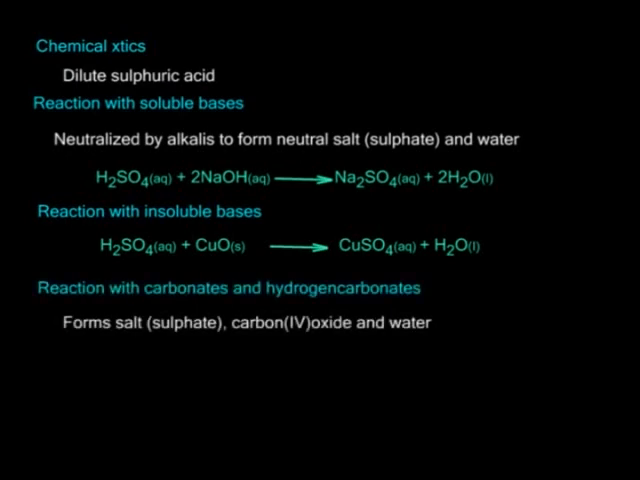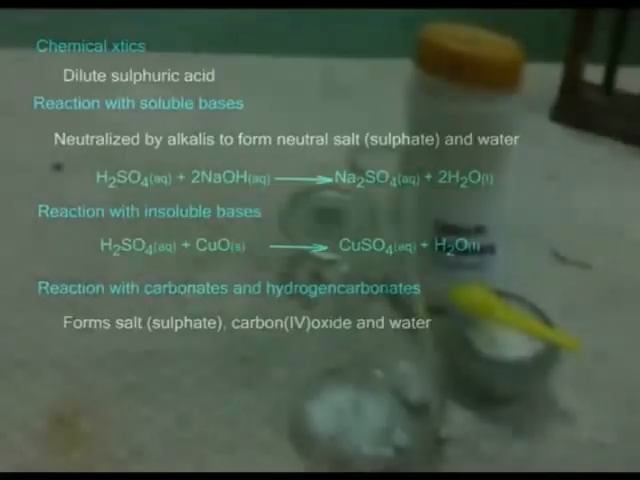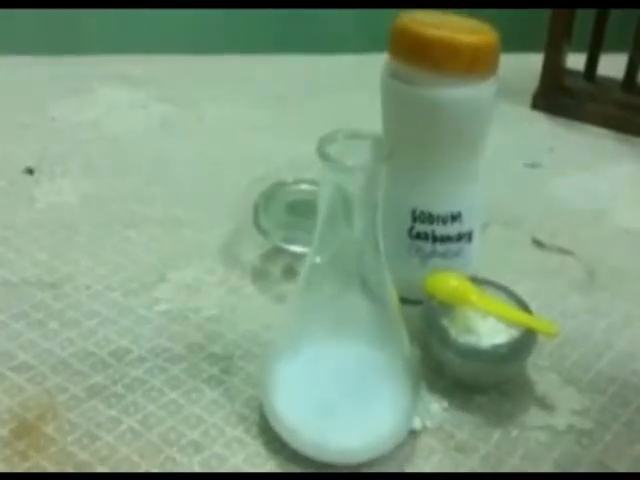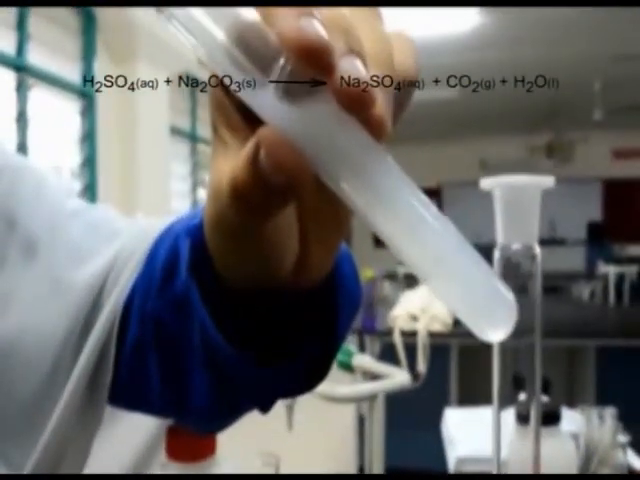Reaction with carbonates and hydrogen carbonates. Effervescence occurs when dilute sulfuric acid is mixed with sodium carbonate or sodium hydrogen carbonate. Carbon dioxide is liberated, and this can be tested by bubbling it through lime water, and a white precipitate will be formed.